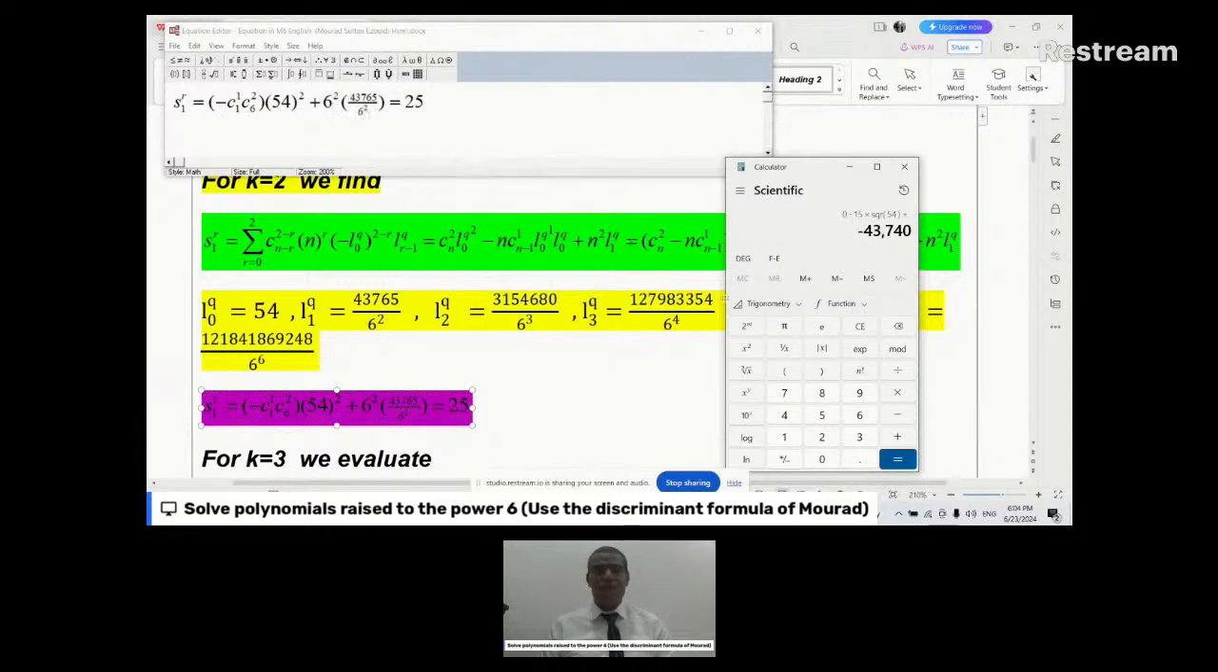If you want me to write it, no problem, I will try to write it for you. Plus 6 squared, which is 36, times, I will open a parenthesis, times 43,765 divided by 6 squared, which is 36. I will try to find the value of this.